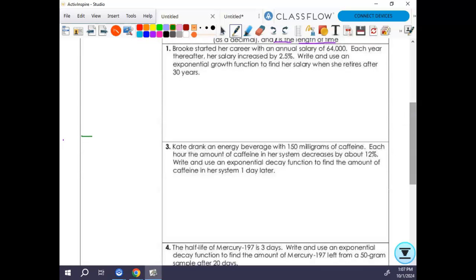All right, Brooke started her career. So she started her career with an annual salary of $64,000. Each year thereafter, her salary increased, that's important, we're increasing, by 2.5%. Write and use an exponential growth function. Now, it tells you exponential growth. It probably wouldn't actually use the word growth. It'd probably just say exponential. Then you would have to know it's growth because of increase, but whatever. When she retires after 30 years. So, since it says that each year her salary is increased, t is equal to years.